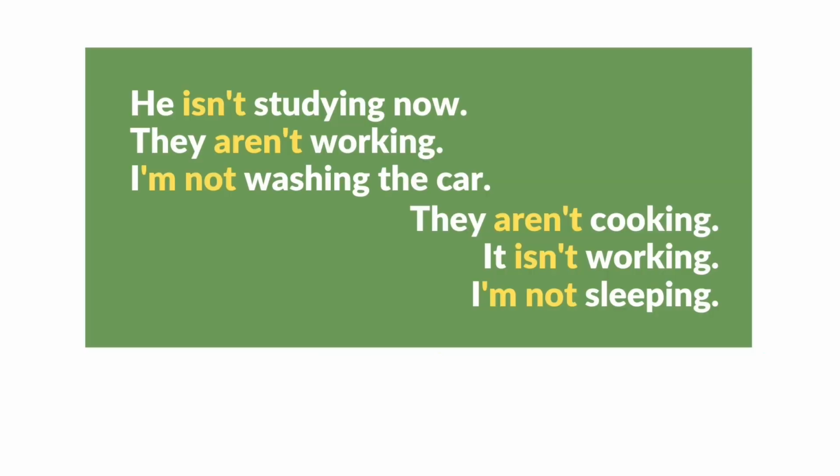As you can see in these examples, he isn't studying now. They aren't working. I'm not washing the car. They aren't cooking. It isn't working. I'm not sleeping. All these sentences refer to continuous actions in the present, things that are happening right now at this moment. We can also use the present continuous when we refer to the future, when we make plans for the future. But this is a topic for a future video.